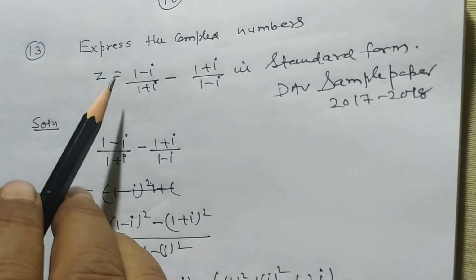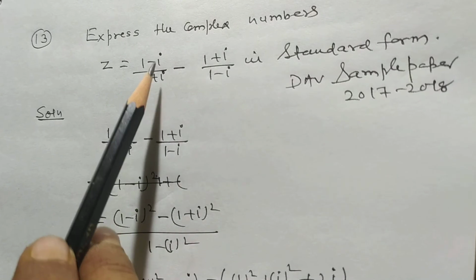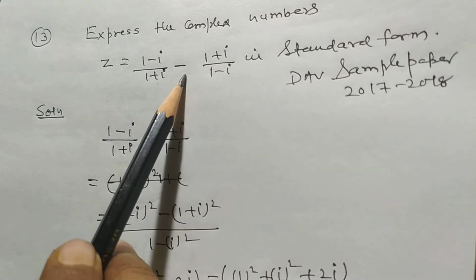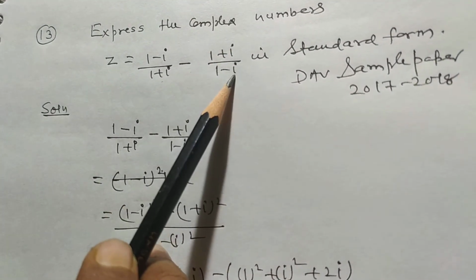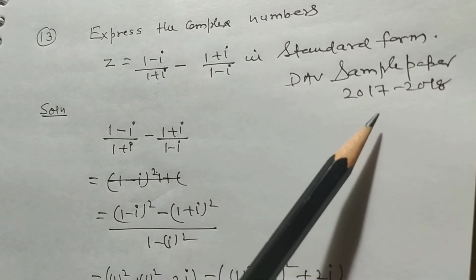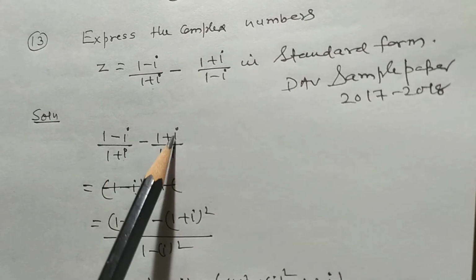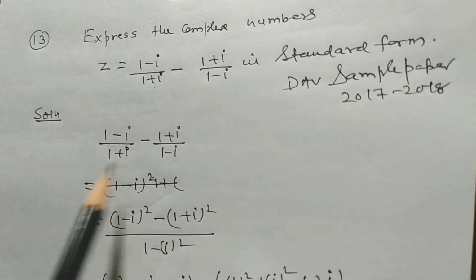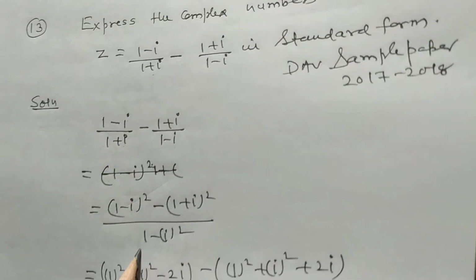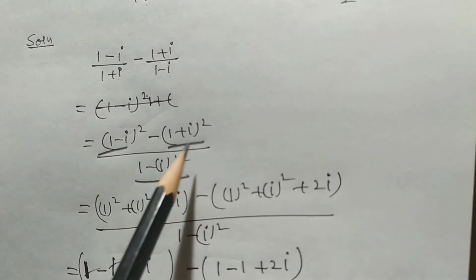Now see problem number 10. Express the complex number z is equal to (1 minus i) by (1 plus i) minus (1 plus i) by (1 minus i) in standard form. It is also from the DAV sample paper 2017-18. So you take the LCM, it will be 1 minus i square, and it will be (1 minus i) whole square minus (1 plus i) whole square.